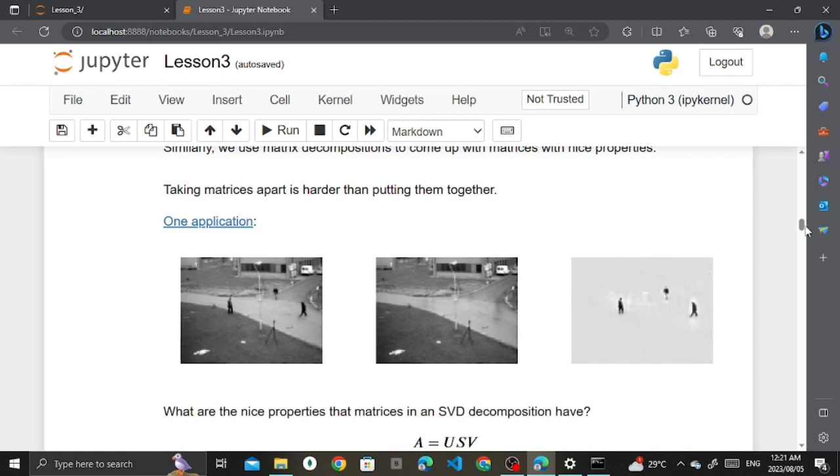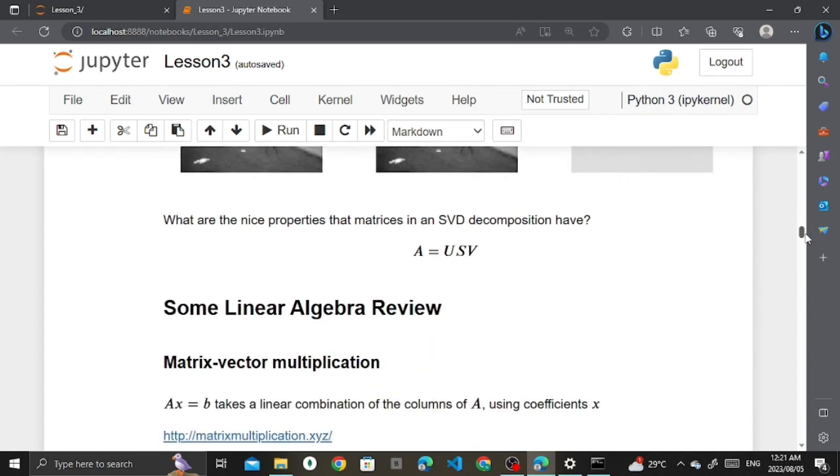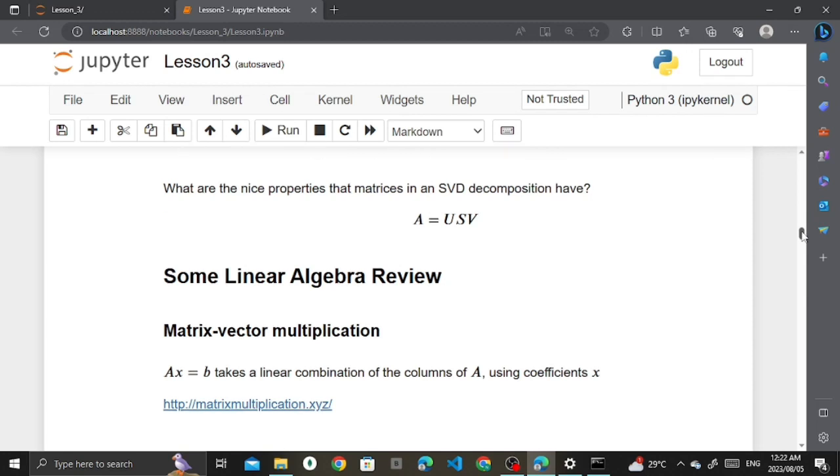The next thing is, what are the nice properties that SVD has? It's orthonormal. What does it mean to be orthonormal? It means that the columns are orthogonal to each other and pairwise normalized. If you take the dot product of two different columns, you get 0, but if you do it with a single column itself, it will be 1.